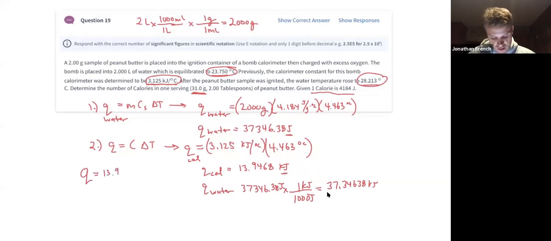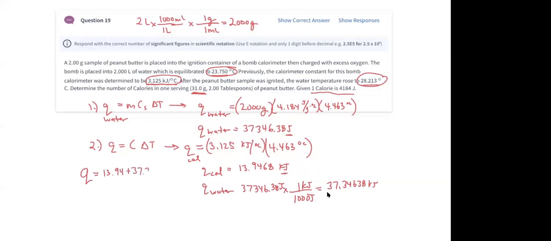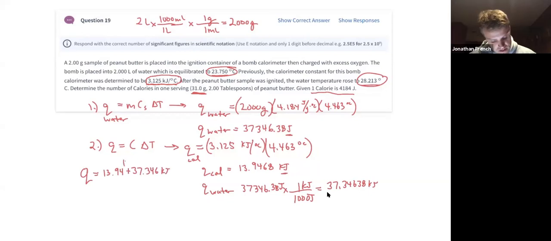So 13.94 plus 37.346. Add those kilojoules together.